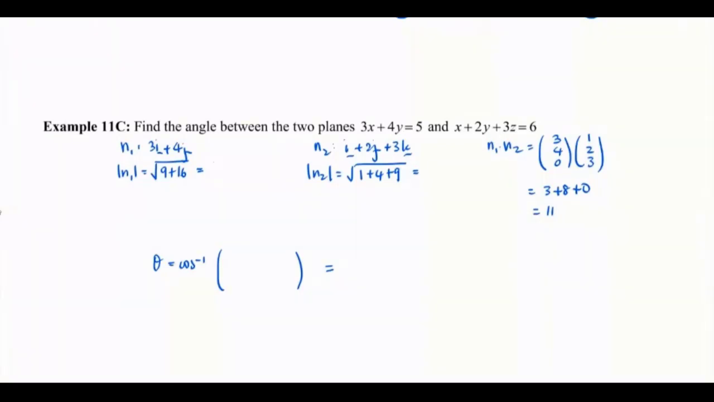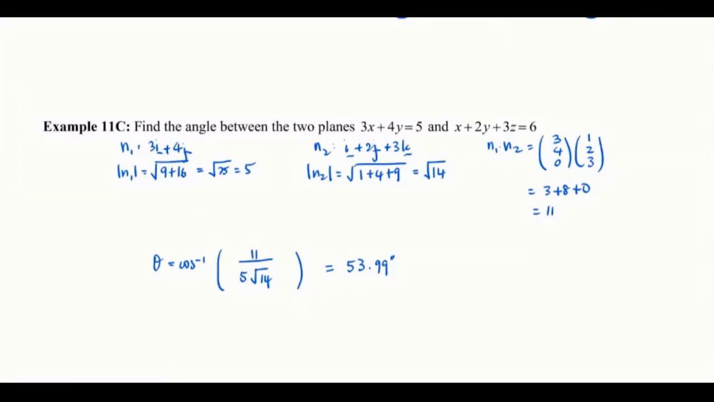5, which is square root 25 equal to 5. Magnitude of N2? Square root 14. Okay. So we have the dot product which is equal to 11. So it will be 11 over 5 square root 14. So directly we will get the answer, which is 53.99 degree.